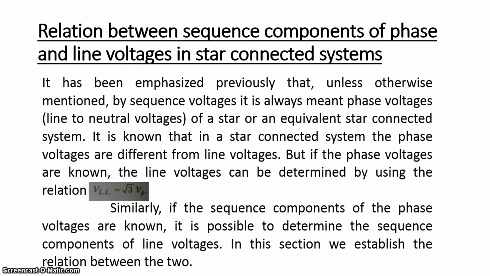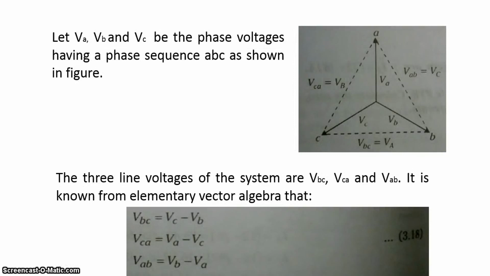Let Va, Vb and Vc be the phase voltages having a phase sequence ABC as shown in the figure. The three line voltages of the system are Vbc, Vca and Vab. It is known from elementary vector algebra that Vbc is equal to Vc minus Vb, Vca is equal to Va minus Vc, and Vab is equal to Vb minus Va.